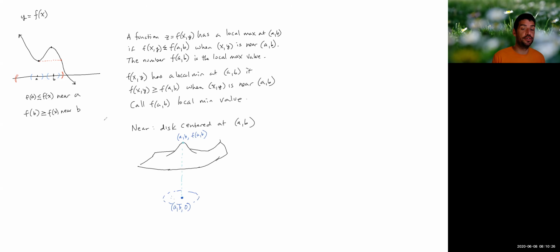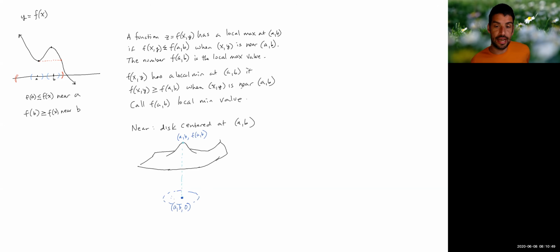So now an open interval is replaced by a disk, right? A little circle in the XY plane. We're just taking these little pieces of our domain around the point in the XY plane. And as long as you can find one, it doesn't matter how small it is, we can call the thing a local maximum or a local minimum, okay?